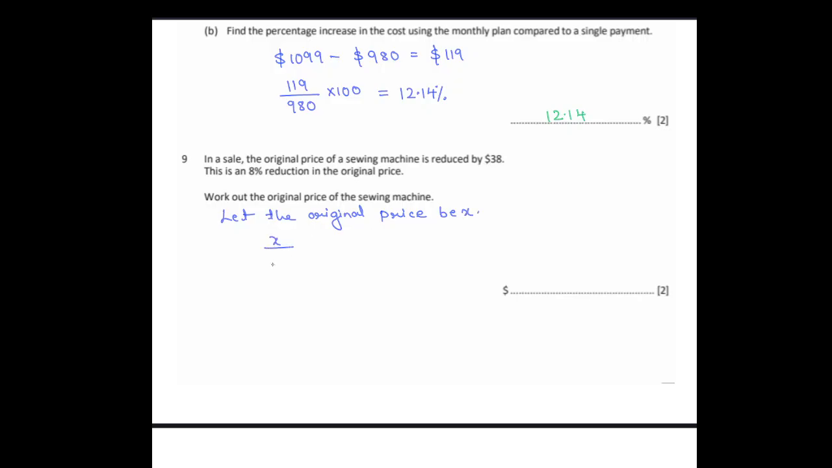So 8 by 100 into X, 8% reduction, right? So 8 by 100 into X will be 38. This gives you the X value. 100 will be multiplied to 38 and divided by 8.